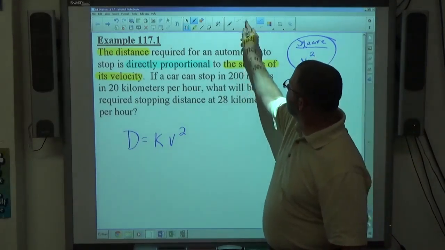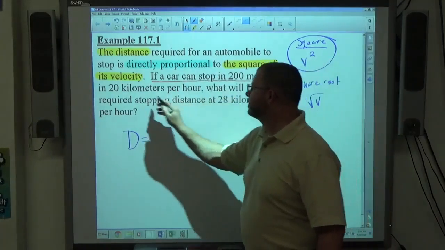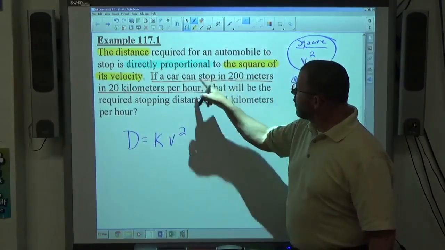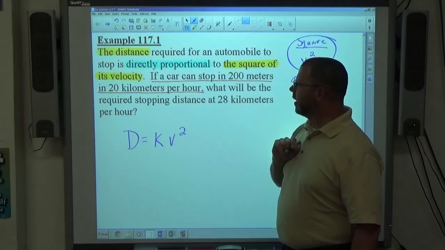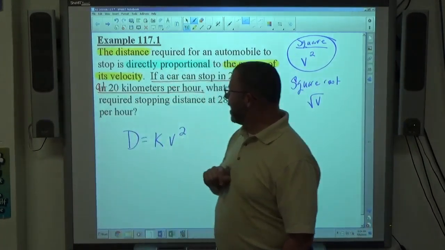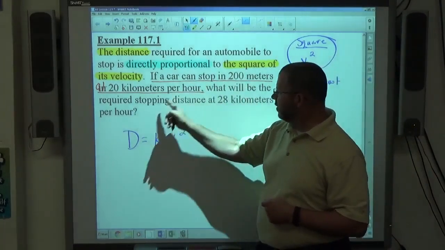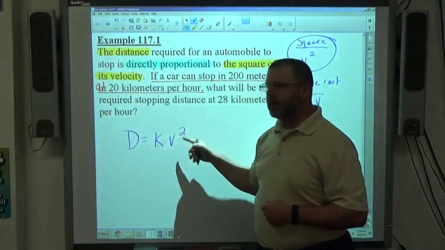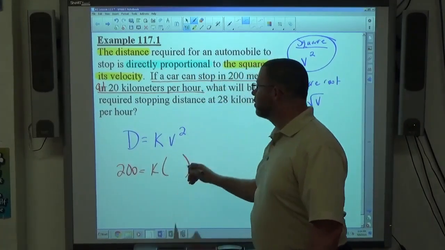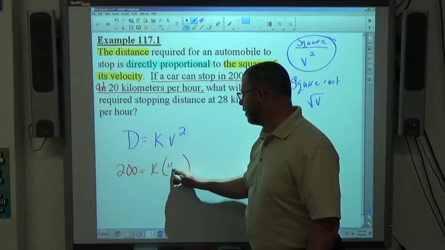Once you get this equation written, the next sentence is going to give us some information. If a car can stop in 200 meters at 20 kilometers per hour. Okay, so they're giving us a specific distance and speed of the car. So I know that 200 meters is the distance when the velocity is 20. But what am I supposed to do to the velocity? Squared. So 20 squared is 400.